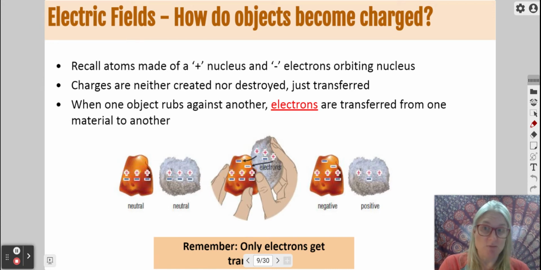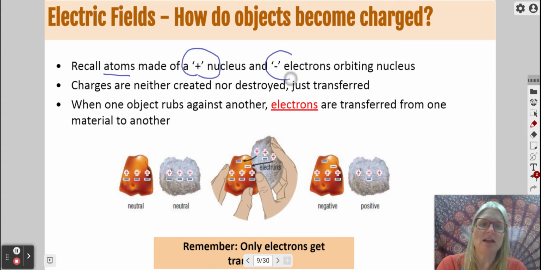So how do objects become charged? Remember that substances are all made of atoms, and in the atom you always have a positive nucleus and negative electrons orbiting that nucleus. So those charges don't disappear, but they can be transferred, okay? They can't be created or destroyed, but they can be transferred.